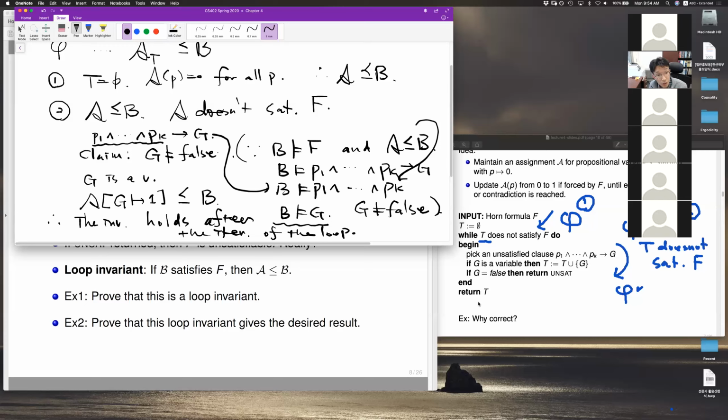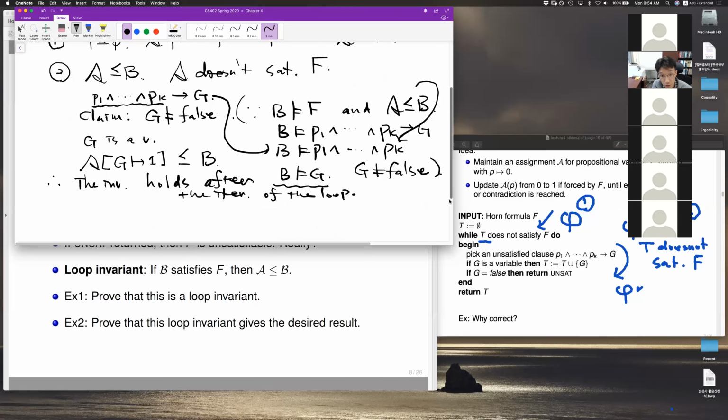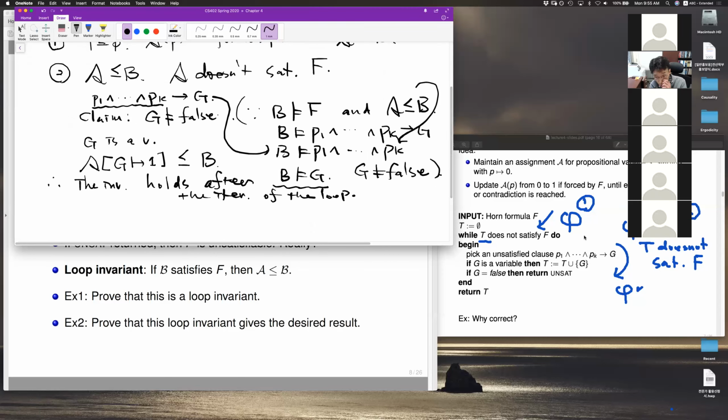So this number 2 is also satisfied. We assume the invariant is true. We can also assume that the loop condition is true. And under that assumption, the execution will go until the end of the loop without returning, and the final outcome is also going to satisfy the loop invariant. So that's what we proved. These two, 1 and 2, imply it is a loop invariant. Furthermore, our proof of number 2 implies that if the invariant is true and T does not satisfy F, then this return will never happen.